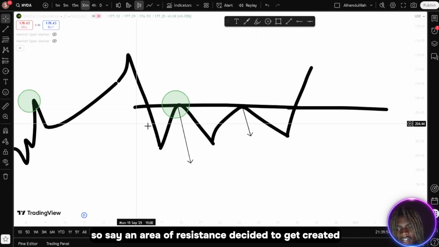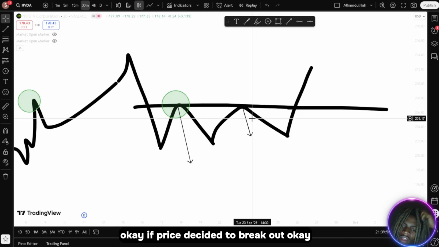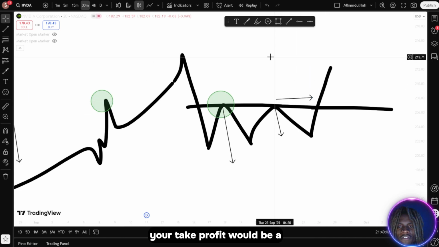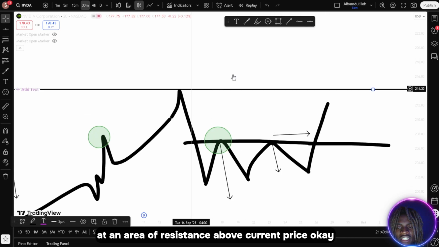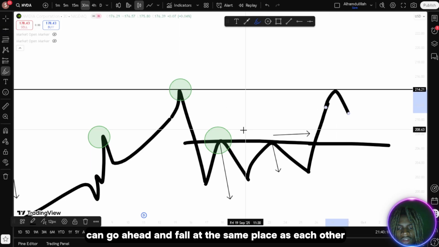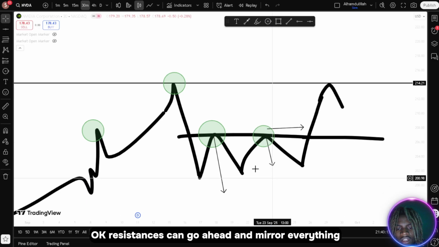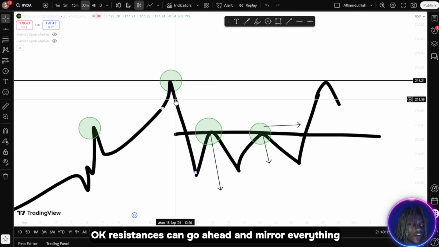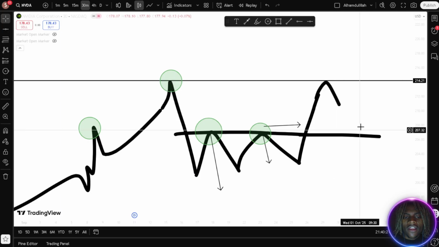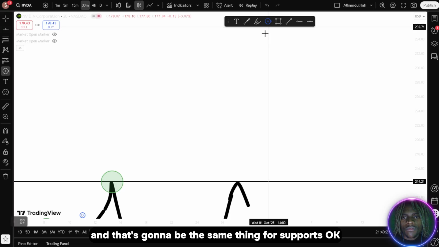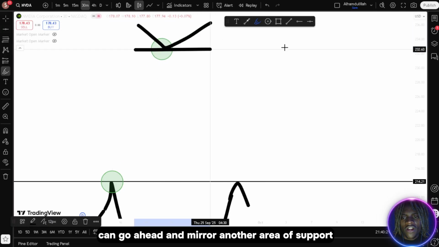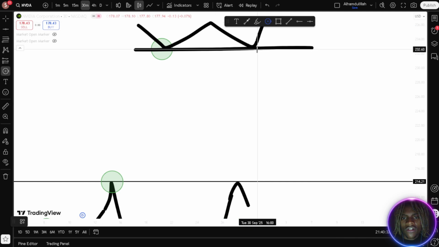So say an area of resistance got created. If price decided to break out, and you took a resistance breakout entry, your take profit would be, A, at an area of resistance above current price, because resistances can fall at the same place as each other. Resistances can mirror everything that one other resistance can do, potentially. And that's going to be the same thing for supports. An area of support can mirror another area of support.